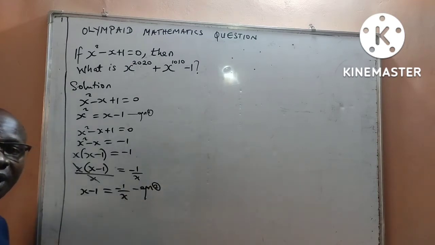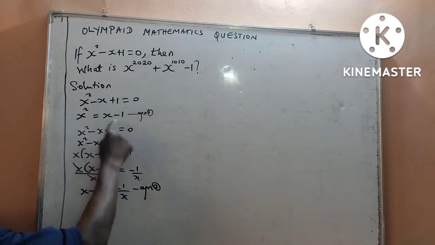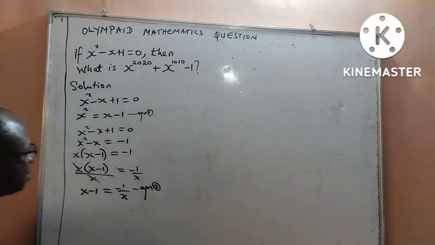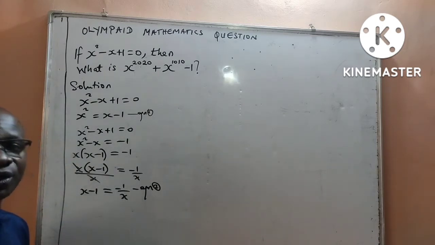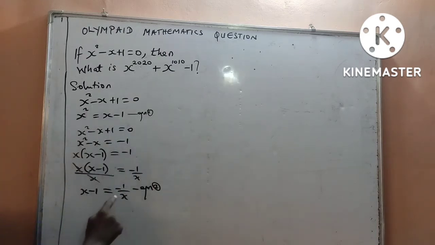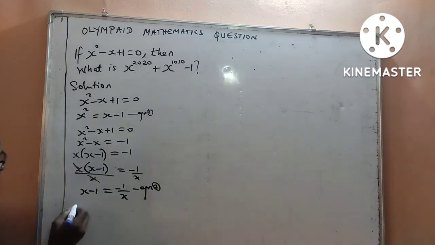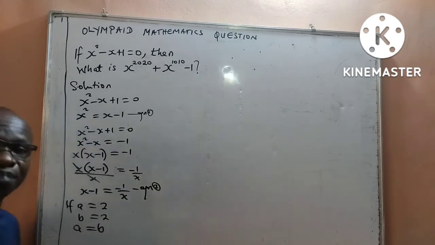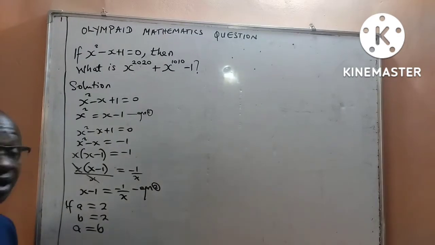Equation 2. Now you can see with me, in equation 1, x minus 1 is equal to x squared, and x minus 1 is equal to minus 1 all over x. We can conclude that x squared is equal to minus 1 all over x. Why? Because if I give you that a is equal to 2 and b is equal to 2, it means that a is equal to b. So this is a mathematical logic.